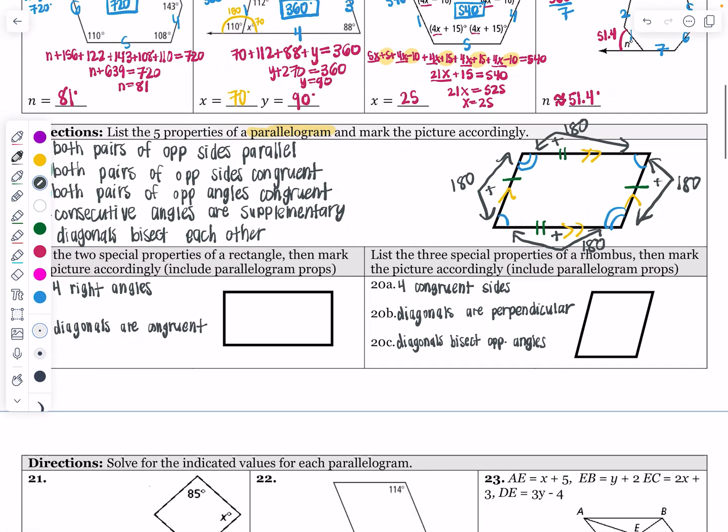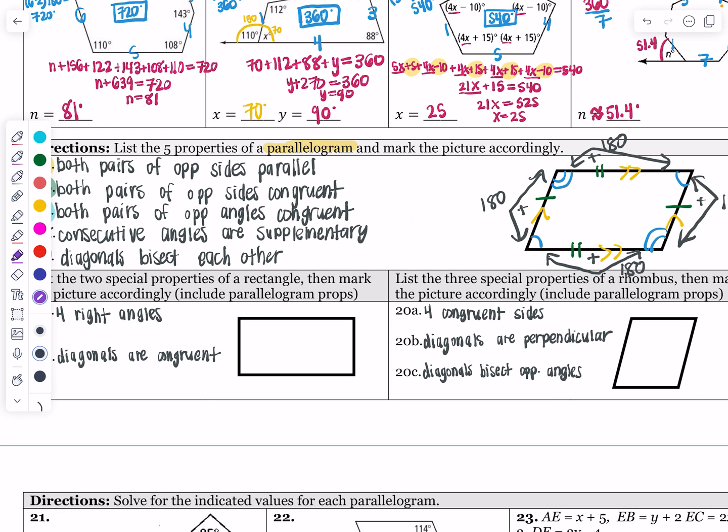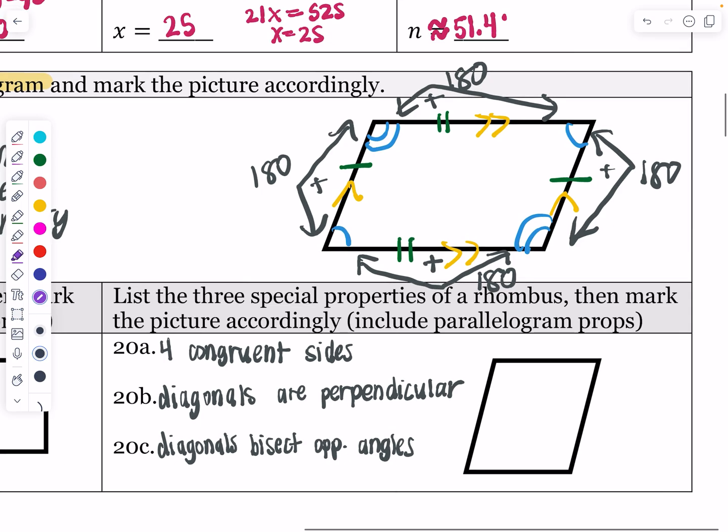And then we are also told that the diagonals are going to bisect each other. So I'm going to do that in purple. The diagonals in this shape, we need to draw them in. Those diagonals, I'm going to draw in from here to here. From here to here, that's much better. That one to that one, and this one to this one. Those are my 2 diagonals, and those diagonals cut each other in half.